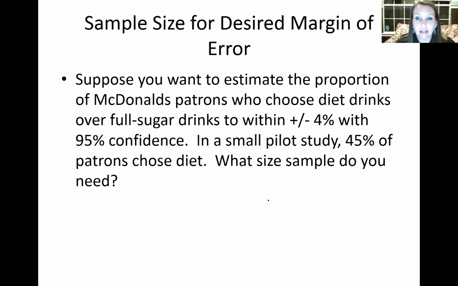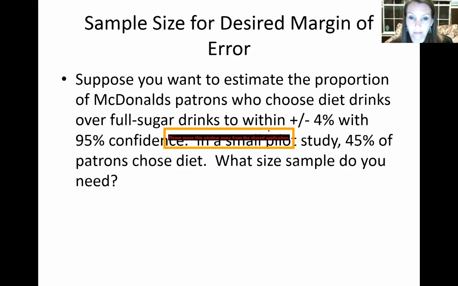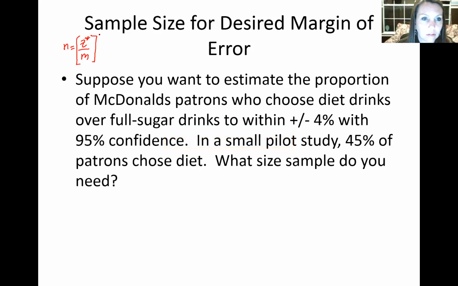Okay, so if we look at what we're measuring here, choosing diet drinks, is that going to be categorical or quantitative? Right, categorical. So we're dealing with proportion. So that just means, hey, we need to make sure that we use the sample size formula for proportions. So that sample size formula looks like this. So n is going to be equal to (z star over m) quantity squared, times p star times 1 minus p star.